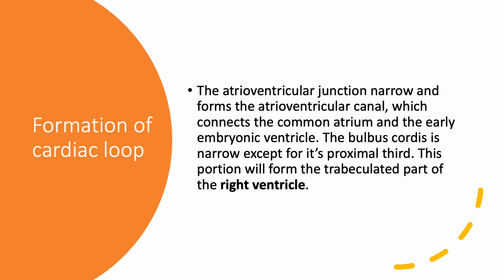There will be another structure called the bulbus cordis, as we see in the last picture, which is narrow except for its proximal third. This proximal third of the bulbus cordis will form a trabeculated part, which is the right ventricle. So the origin of the right ventricle is the proximal third of the bulbus cordis.